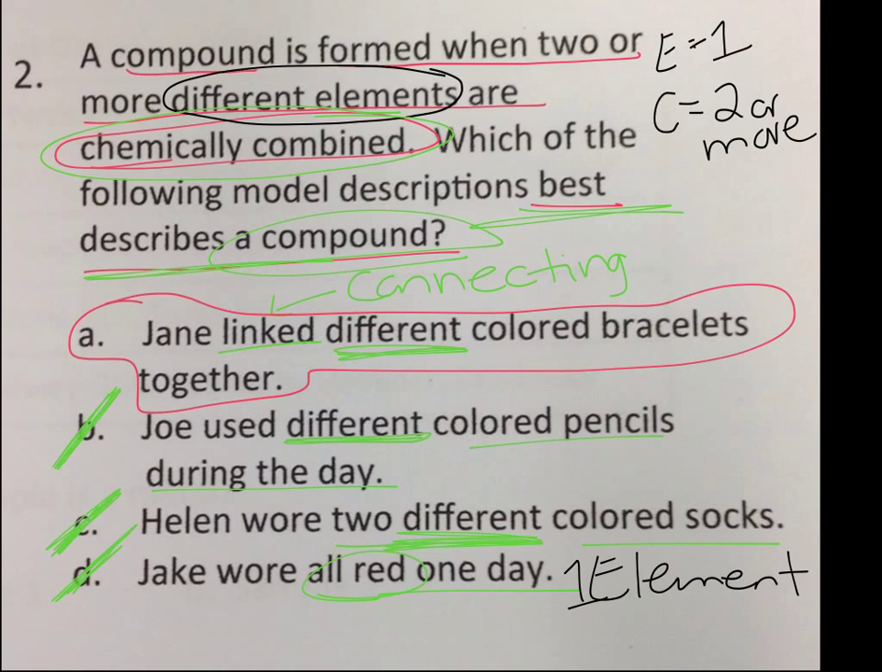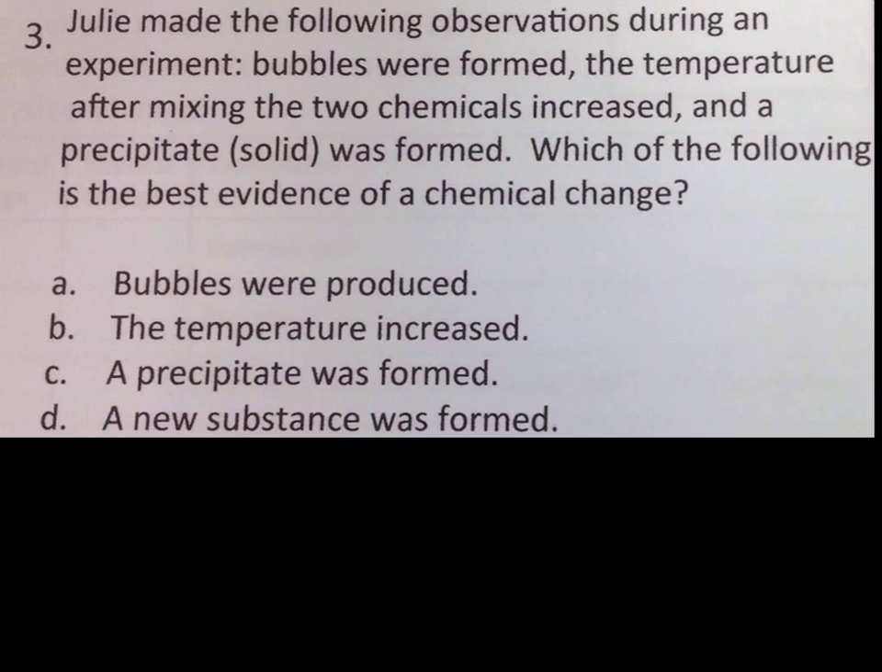Alright, let's go ahead and look at question number 3. Julie made the following observations during an experiment. Bubbles were formed, the temperature after mixing the two chemicals increased, and a precipitate or a solid was formed. Which of the following is the best evidence of a chemical change?